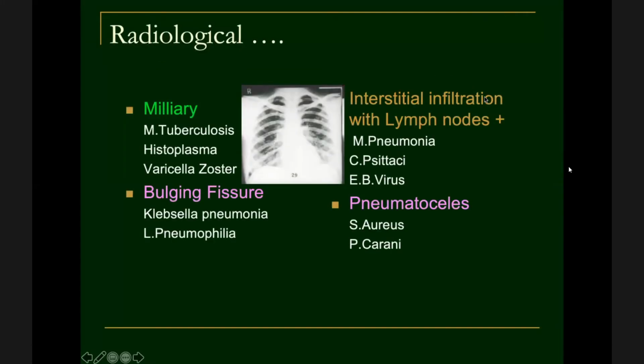And then interstitial infiltration with lymph nodes: mycobacterial pneumonia, Chlamydia psittaci, Epstein-Barr virus, pneumatoceles in Staph aureus, and another is Pneumocystis carinii. So you can find pneumatoceles in these conditions.